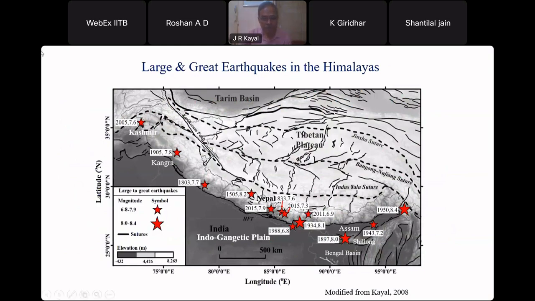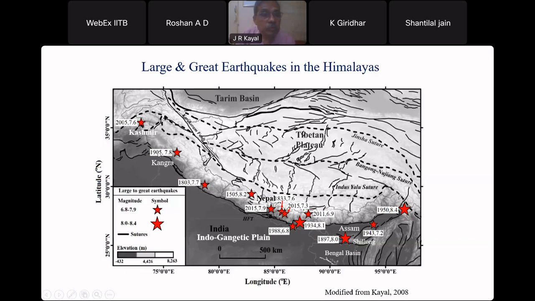Now, more elaborately, if you look at the Himalaya from east to west, you can see the 1950 earthquake. Its MW is 8.4, revised from MS 8.6, where MW means moment magnitude. Then the 1897 Shillong earthquake, which we no longer consider a Himalayan earthquake but an intraplate earthquake. Then comes the 1934 Bihar-Nepal border earthquake, then most recently the Nepal earthquake, then the Kangra earthquake, and some past earthquakes like 1803, and so on.